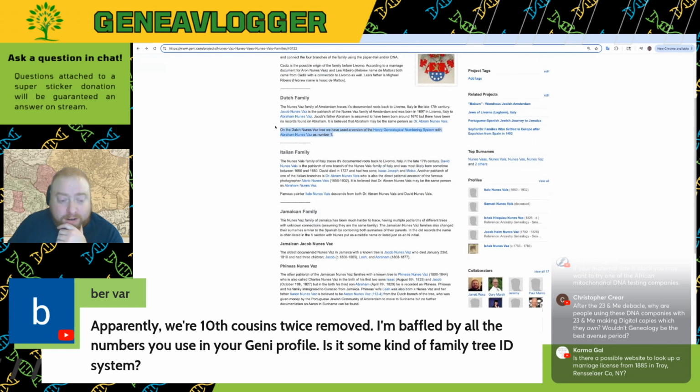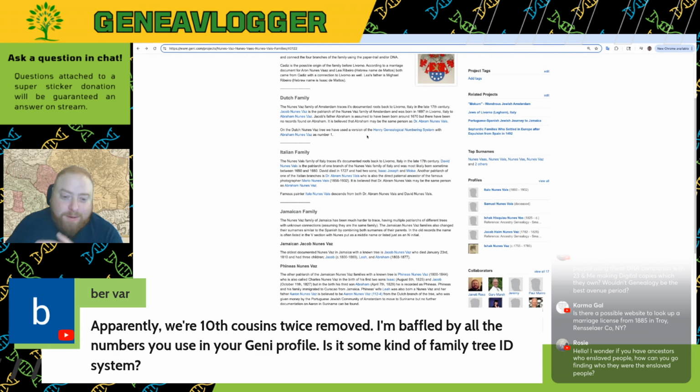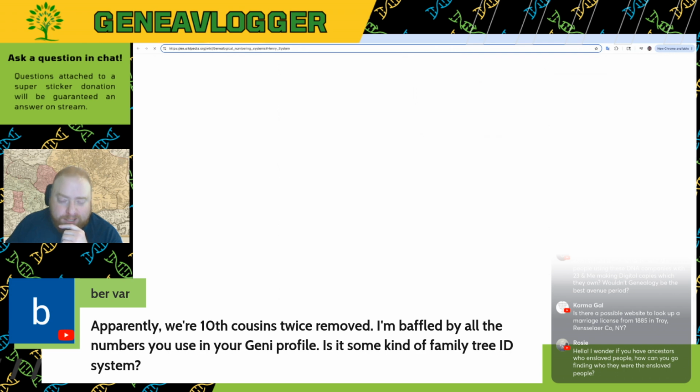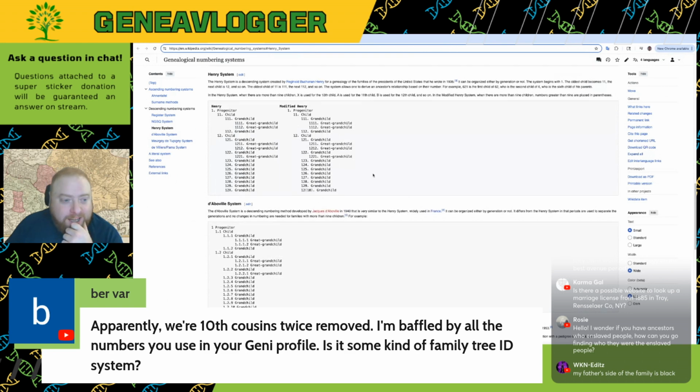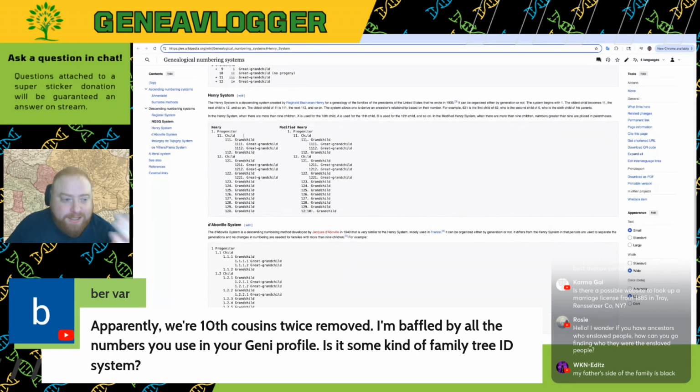So I mention it here. It's a version that I kind of created, I guess. So in a sense, maybe you can call it the Jarrett version, but it's the Henry genealogical numbering system. So this takes us to Wikipedia, and here's the Henry numbering system. This is probably something a lot of people have seen.